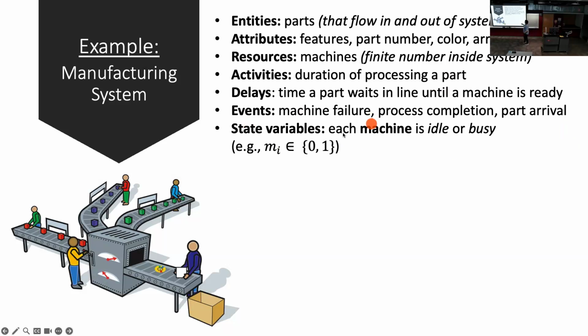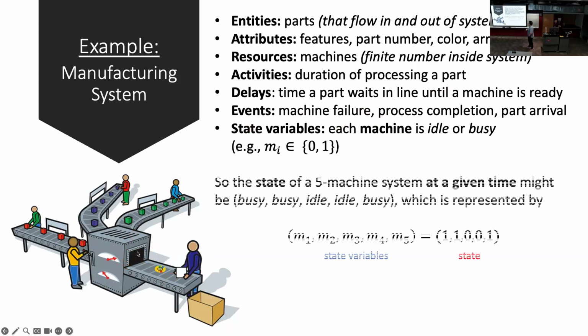State variables: the variable here could be, for every machine, a variable that keeps track of whether it is idle or busy, whereas the state is actually that this machine is idle right now, or this machine is busy. So the state of a 5-machine system at a given time might be this combination of 3 busies and 2 idles, whereas the state variables are what we use for the bookkeeping of keeping track of the state. And that's our little manufacturing example.